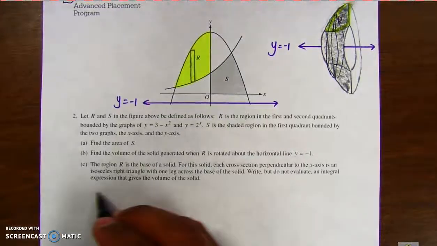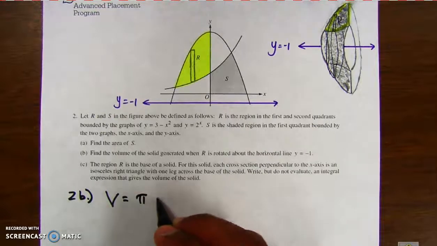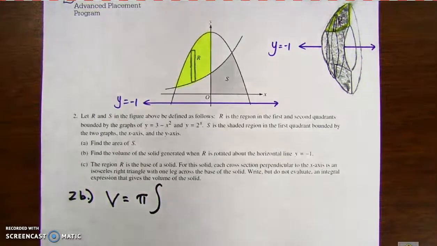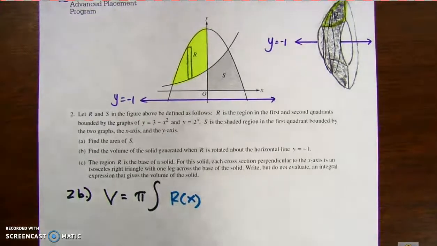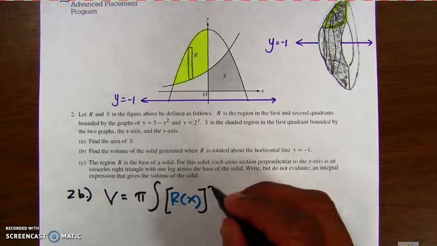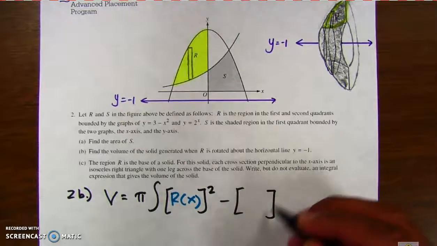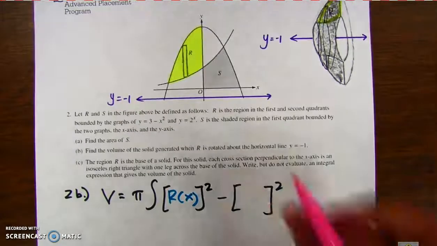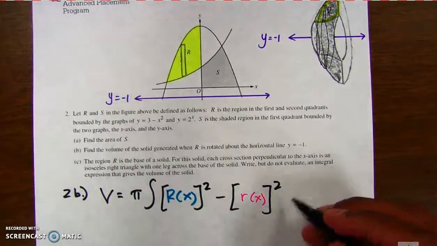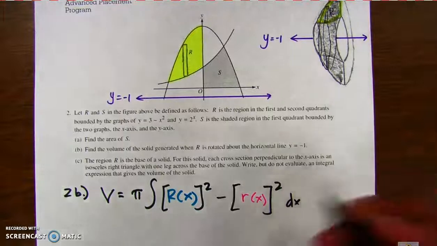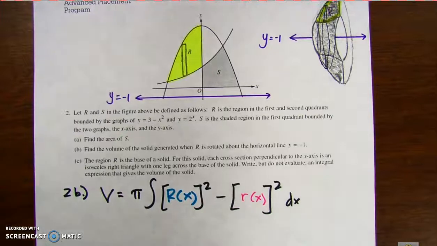So if we use that for 2b, volume is pi times the integral of capital R of x squared minus lowercase r of x squared with respect to x. We got to find functions for capital R. We need to find functions for little r.